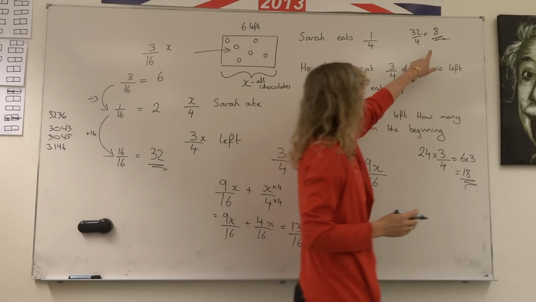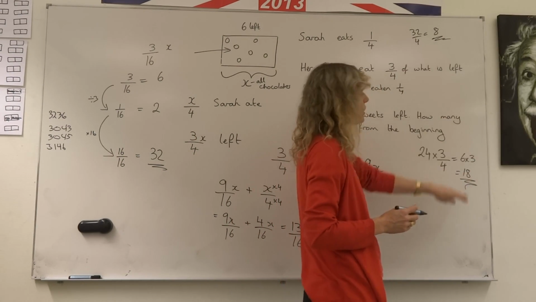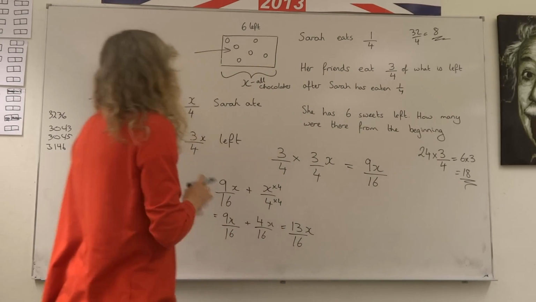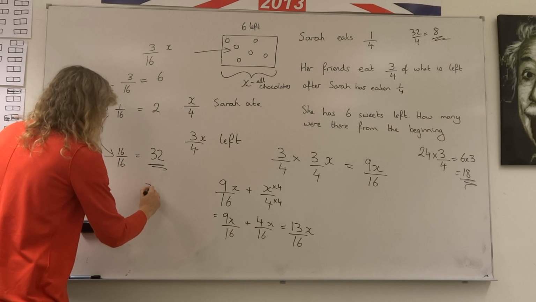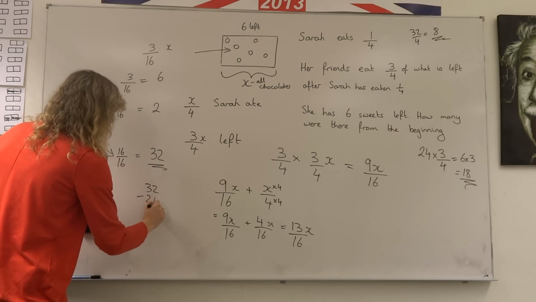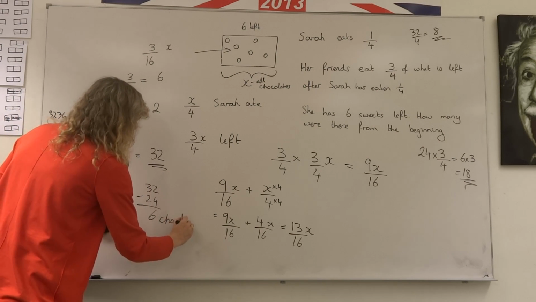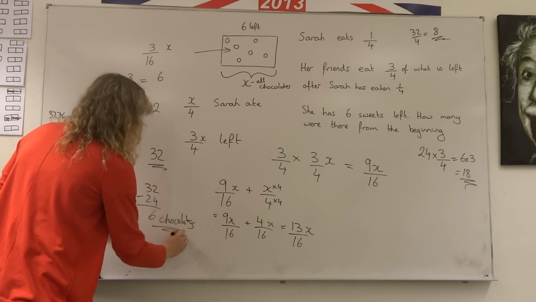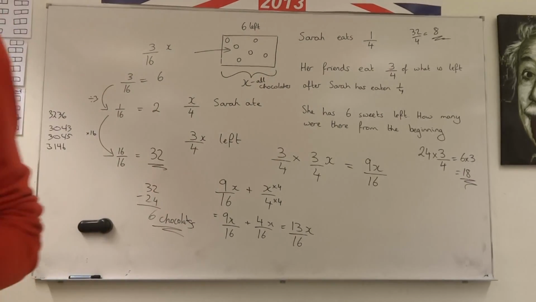So Sarah eats 8, her friends eat 18, giving a total of 24 chocolates that everybody eats. And we had 32 here in total. 32 minus 24, that would give us 6 chocolates left over. So our final check gives us the right number of chocolates. And this is how we could solve it using algebra.